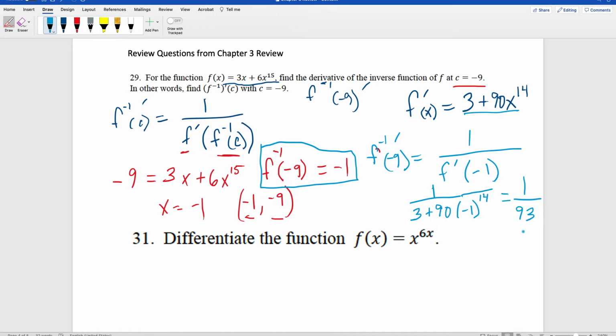That's our answer. Okay. We did not find the inverse function. They didn't ask us to find the inverse function. They just asked us to find a particular value.